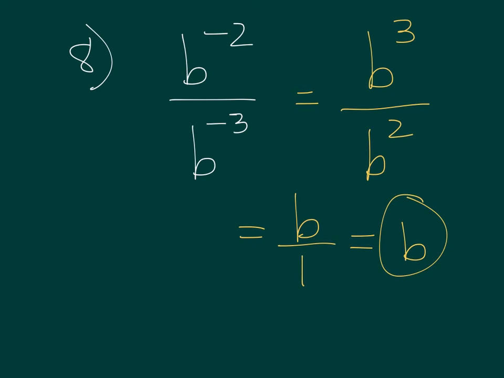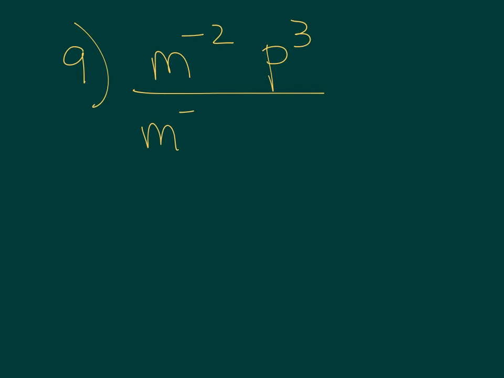Okay, I'm going to have you try one by yourself. Number 9: m to the negative second, p to the third, over m to the negative fourth, p to the fifth. All right, pause the video and try it by yourself. Try to simplify it.